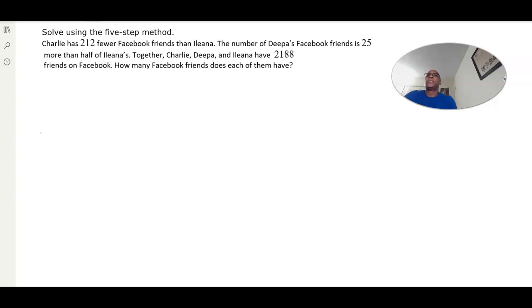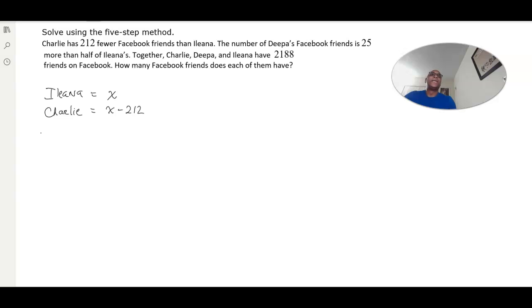All right, so I think you set it up okay. Ileana is basically the unknown, so X is Ileana, right? And then Charlie has 212 fewer Facebook friends than Ileana. Maybe I should have done it the other way around: Ileana is equal to X, and then Charlie should be X minus 212.